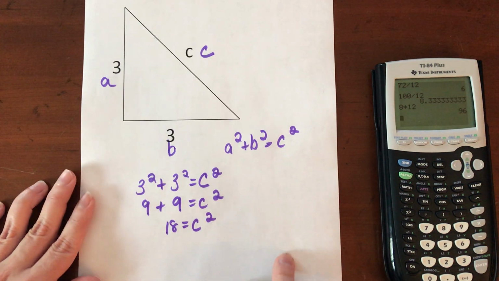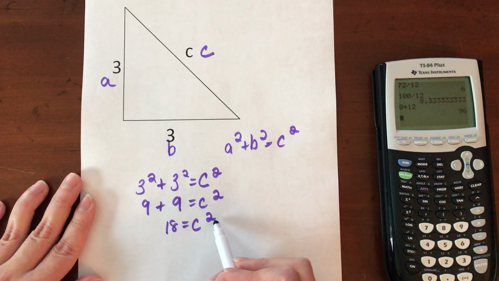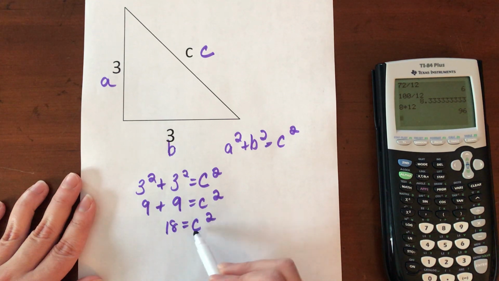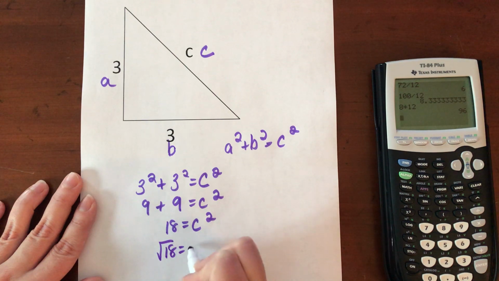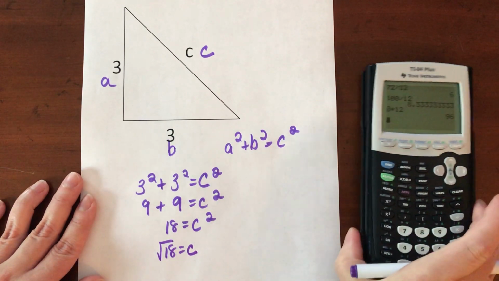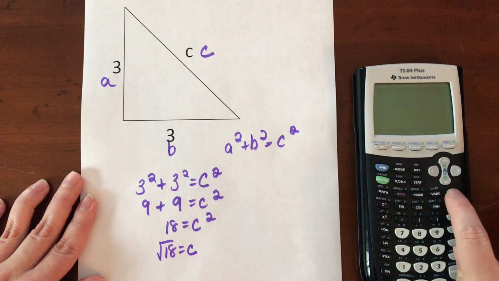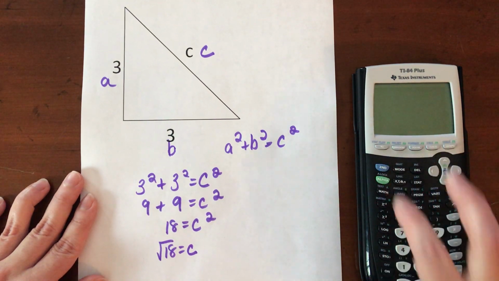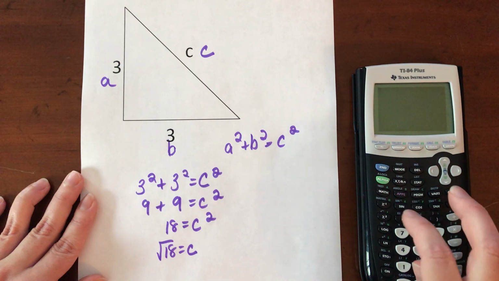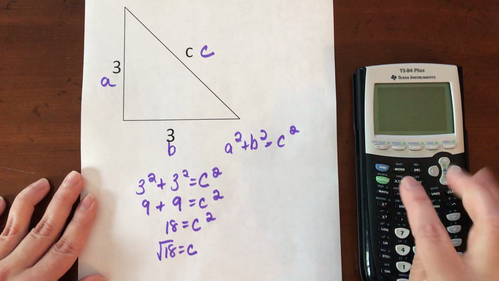And then what you have to do is, I want to know what number squared equals 18. Well, what's the opposite of squaring? Square root. So we take the square root of 18, and that's going to equal C. And on your calculator, you take second, oh, I just turned it off.